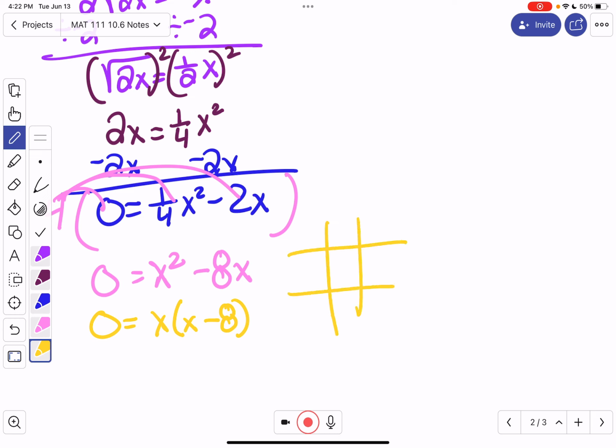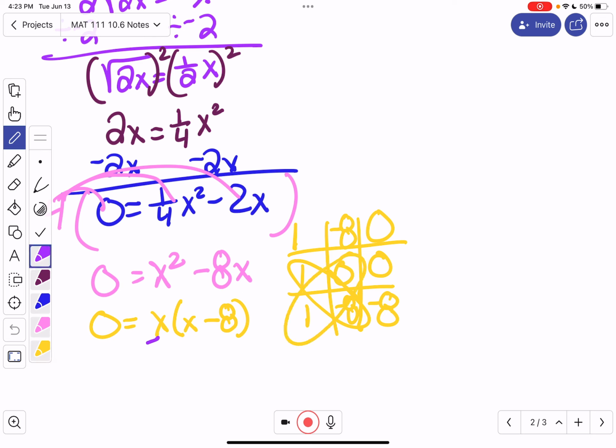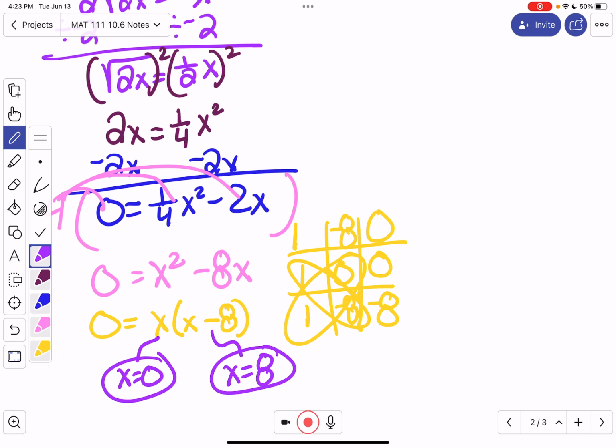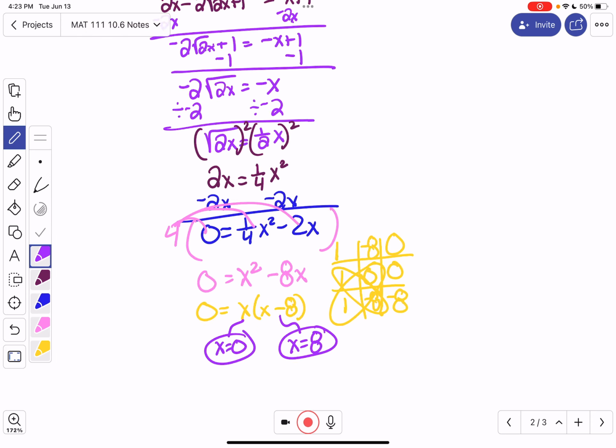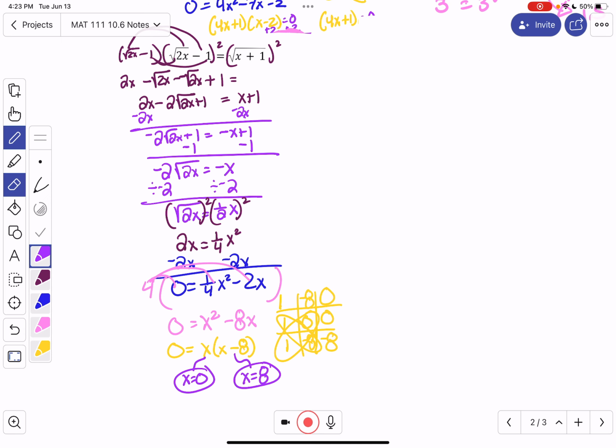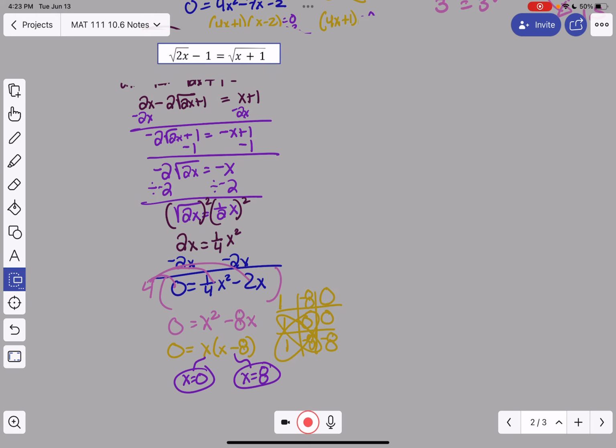We could have tic-tac-toed with a, b, a times c. And the only way to multiply something times 0 is 0. And to get negative 8 when we add, it would be negative 8. Greatest common factor, multiply across. We'd get x minus 8 and x. So same thing. This tells us one of our solutions could be 0. This tells us the other solution is 8. And then we go back to our original equation up here and plug them in.